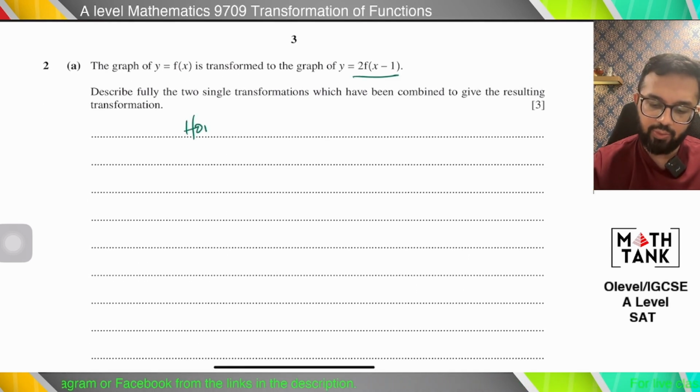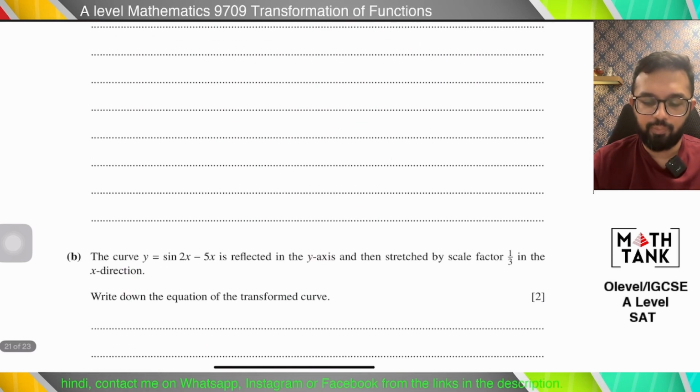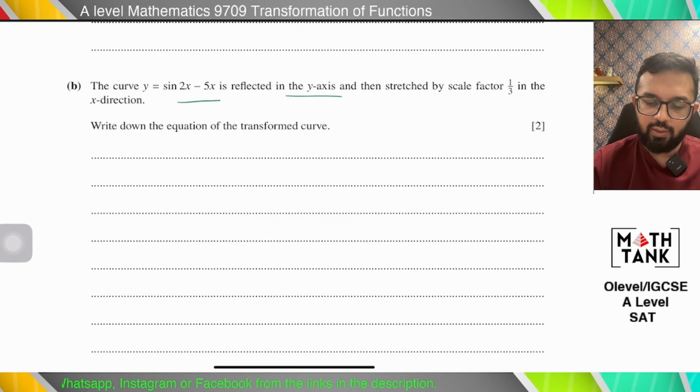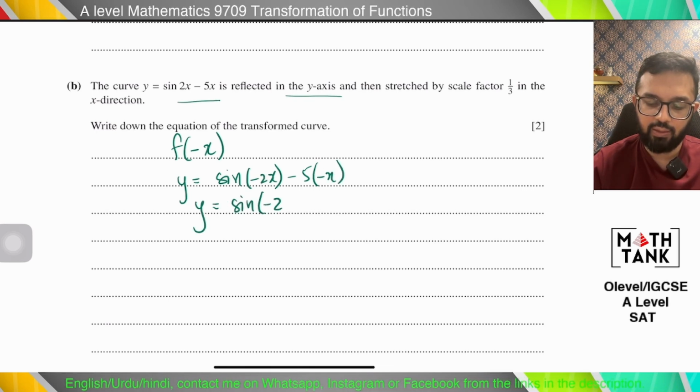This is a horizontal translation of 10, vertical stretch 2. It is reflected in the y-axis. So for the y-axis you have f of minus x. So y equals sine of minus 2x and minus 5 minus x. So I have sine of minus 2x plus 5x.